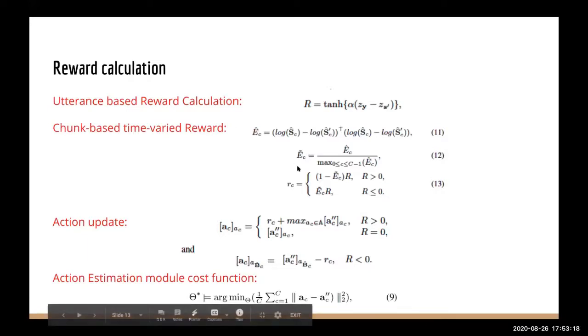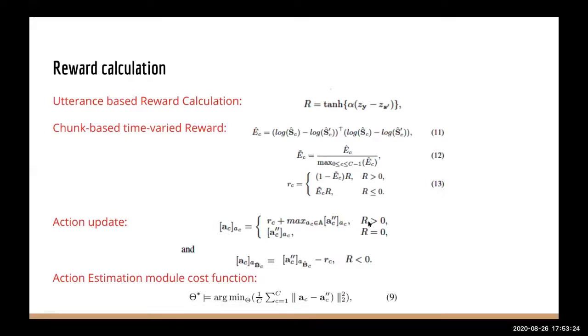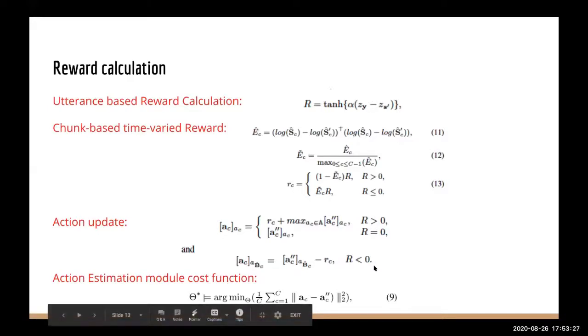As you can see here, this is the action update. So when big R is bigger than 0 or smaller than 0, it will affect the action update. So does small RC.